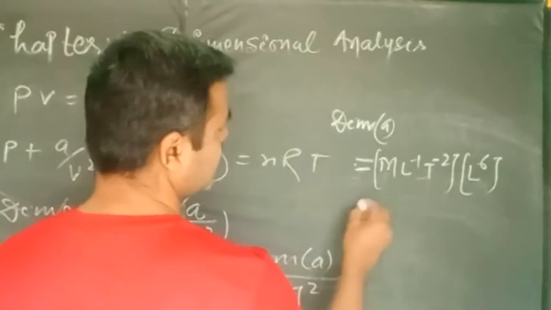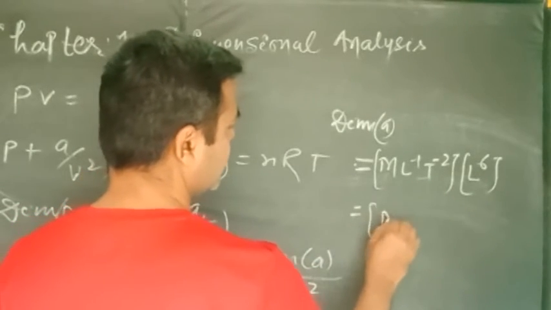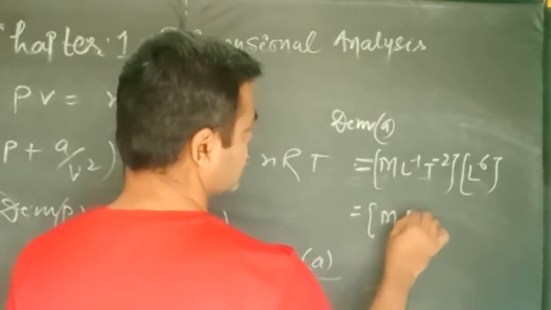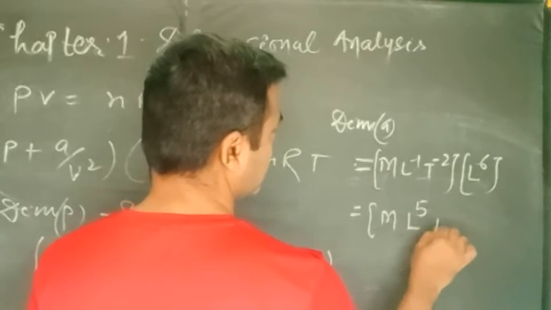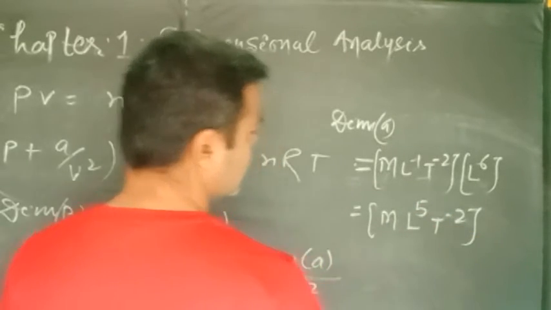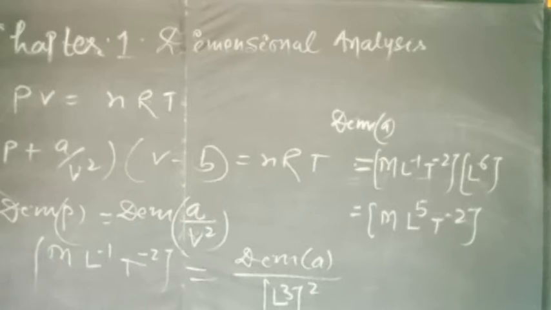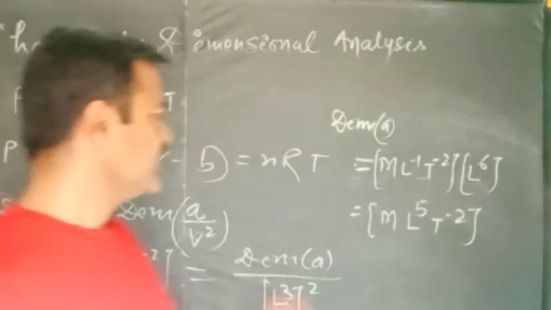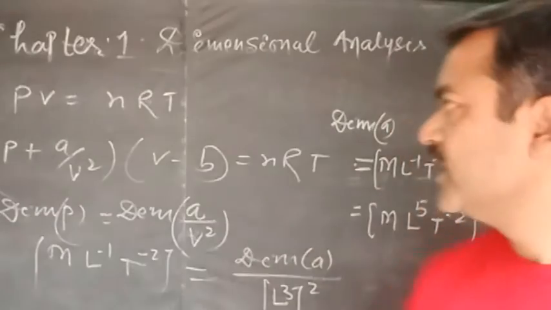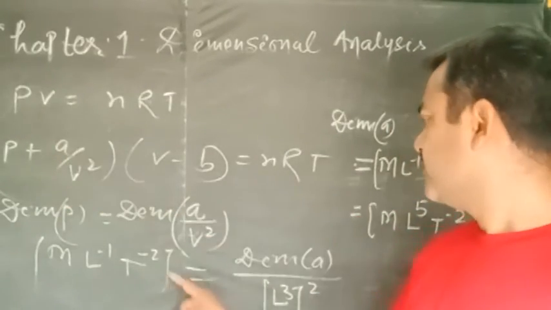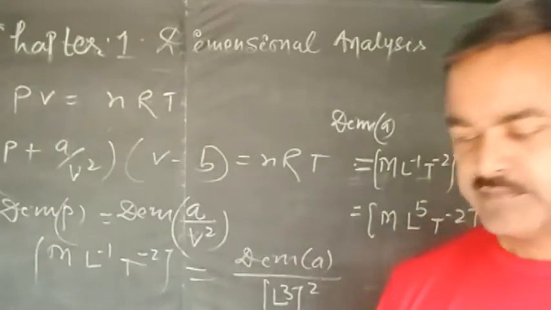So see, simplify this one. L minus 1 times L6 gives L to the power 5, and T minus 2. L to the power 5 T minus 2. This is the dimensional formula of A. Here we have 1. Clear?